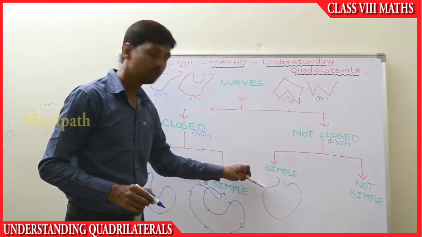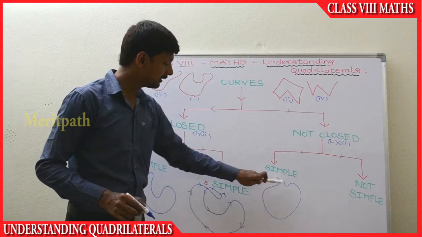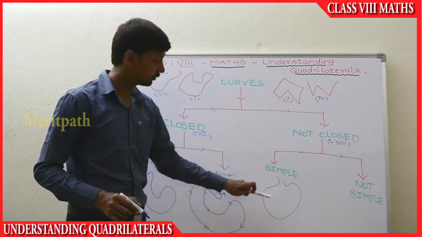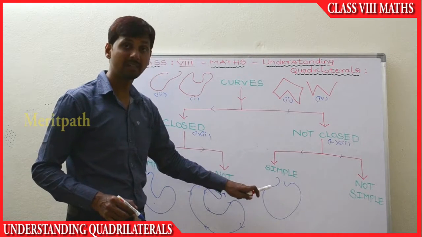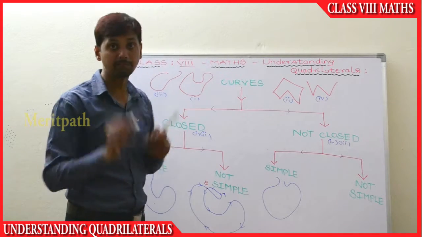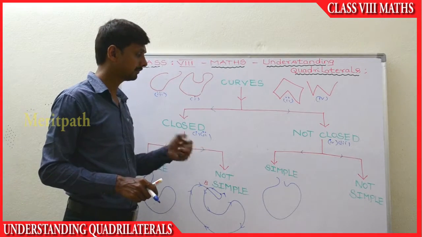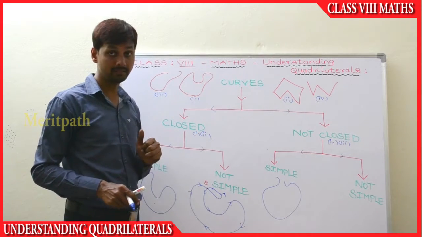It is not a closed curve because it's open. This side is open. That's the reason we call it an open curve, and it's not closed. It is also simple because the line is not intersecting itself. That's the reason we call it simple.